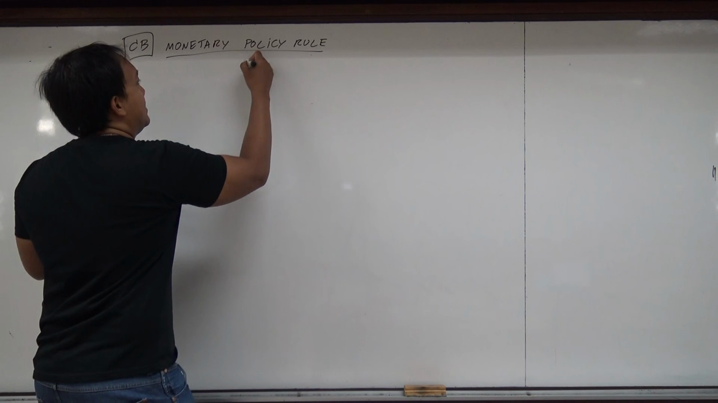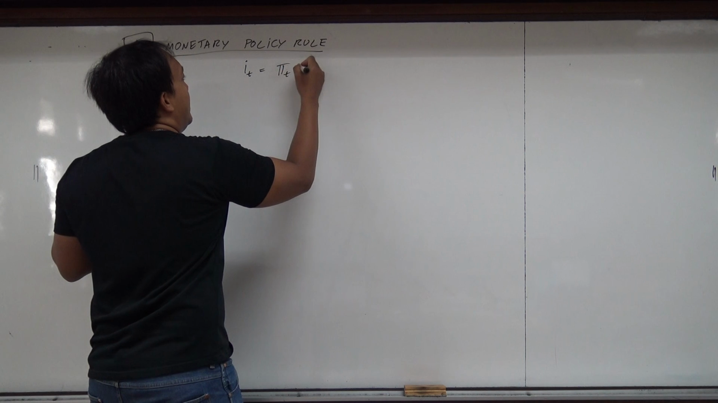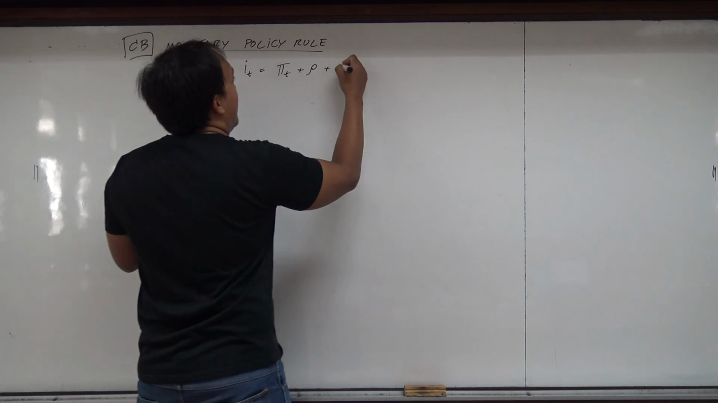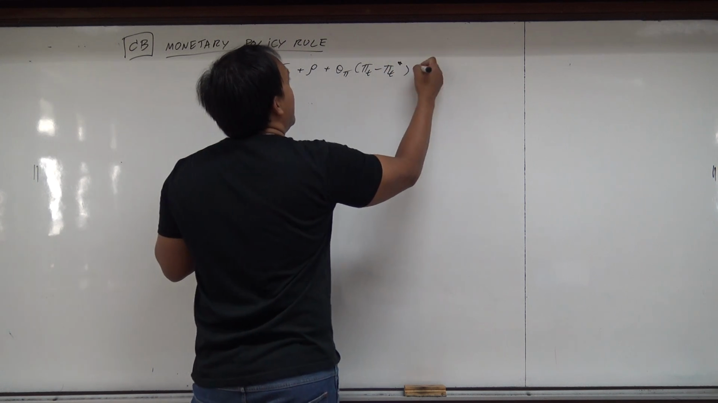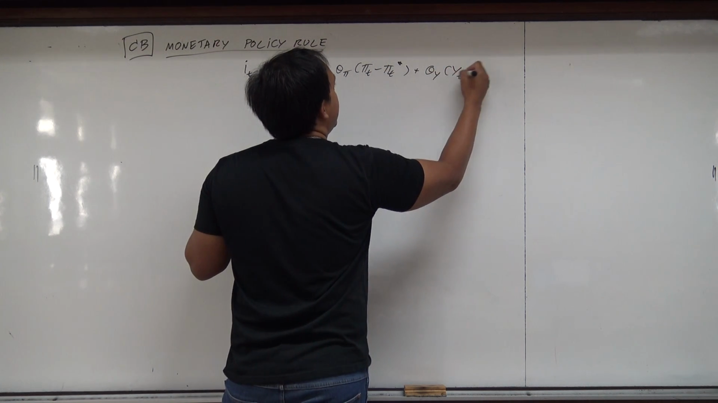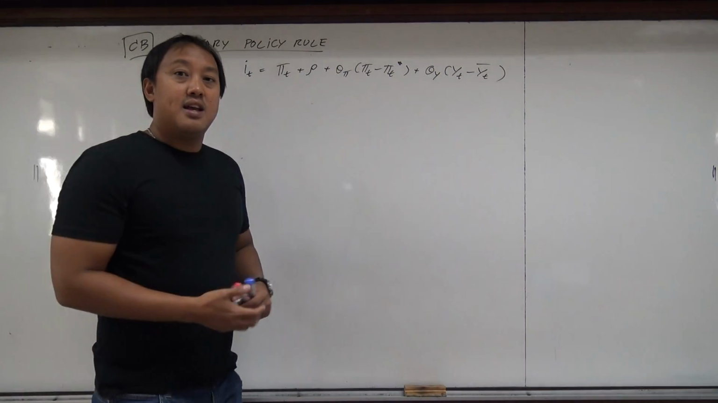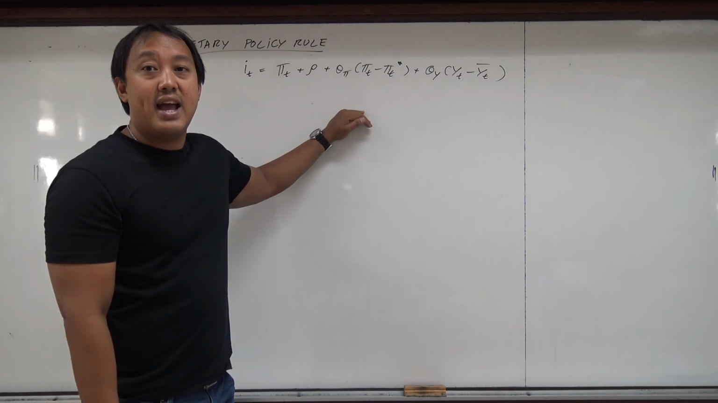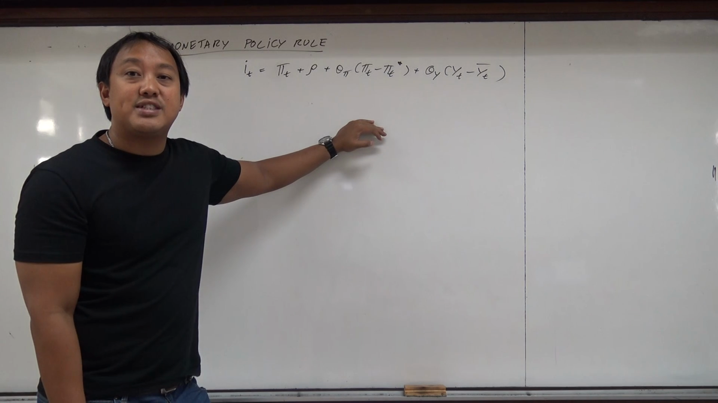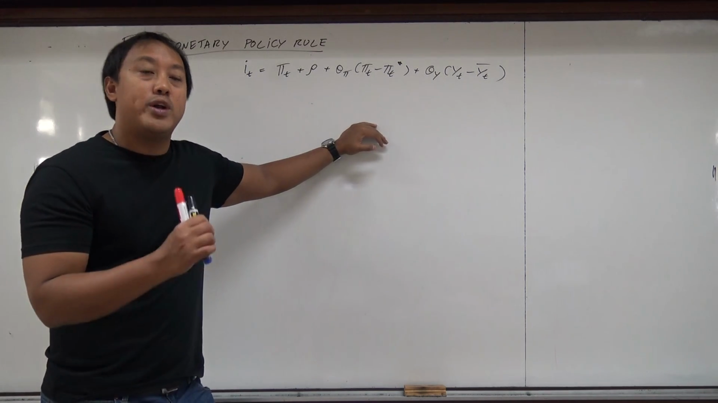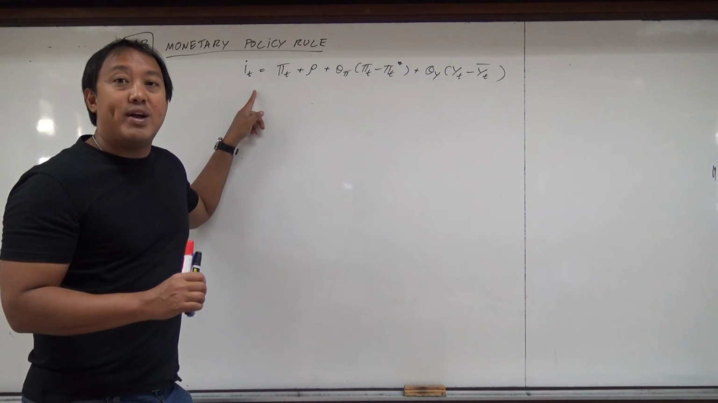You're going to have i_t equal to pi_t plus rho plus theta_pi times (pi_t minus pi_t star) plus theta_y times (y_t minus y_t bar). Okay, you're going to have this equation. Again, this is the monetary policy rule equation. This is about the role of the central bank: how the central bank is going to control the nominal interest rate.